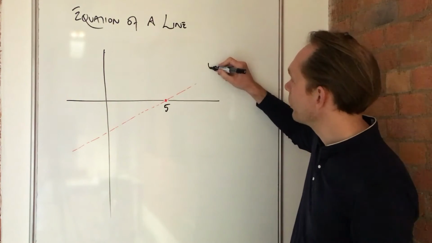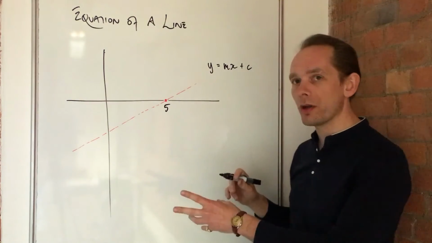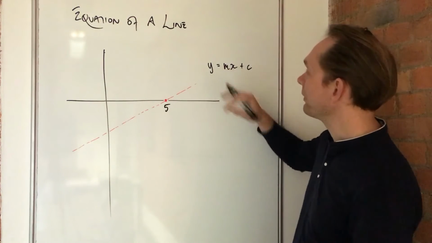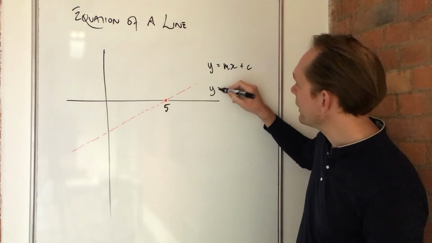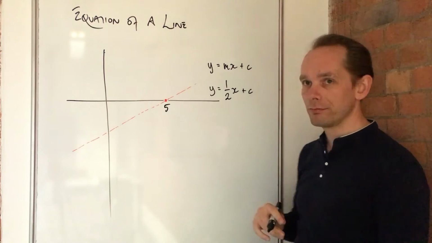First of all, we know the general equation y equals mx plus c. So step one is to use that information we had about the gradient. The gradient is 1/2 and substitute that for m. So we get y equals 1/2 of x plus c.